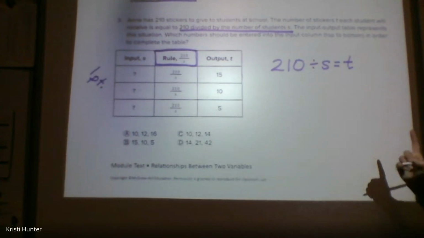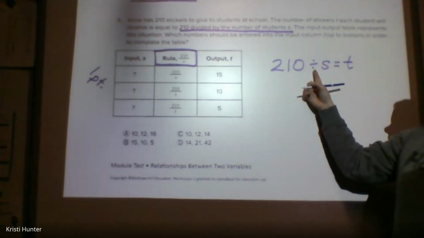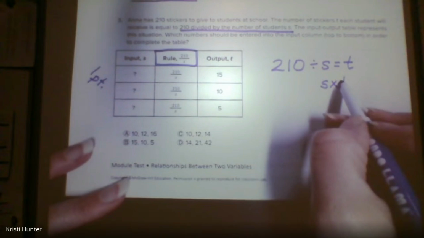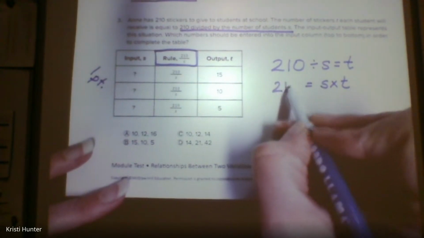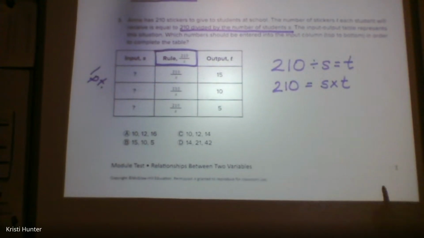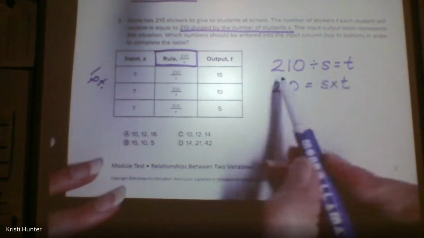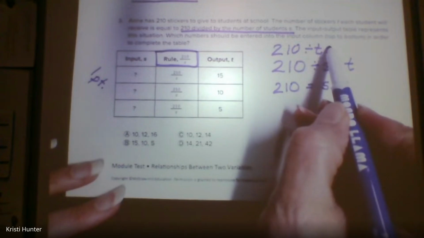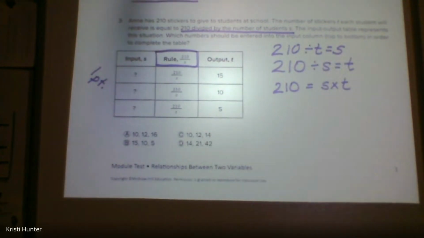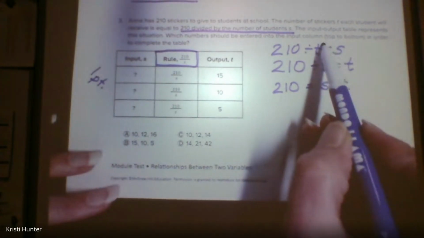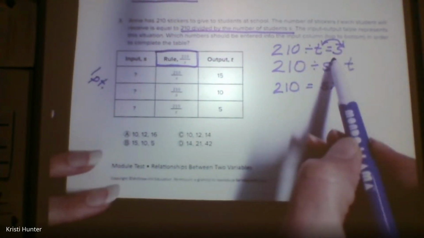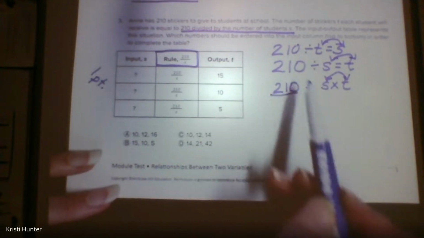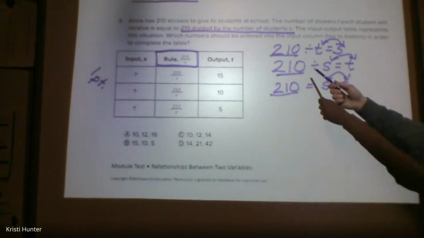Here's a couple of things we know. The opposite of division is multiplication. So if I take S times T, I'm going to end up with this 210. But I also know because it's division, I can switch up what I'm dividing by. I can divide by the T and get the S, because remember, these two can go in any order. When I divide, the only thing that's going to be true is the big number has to be my starting spot.